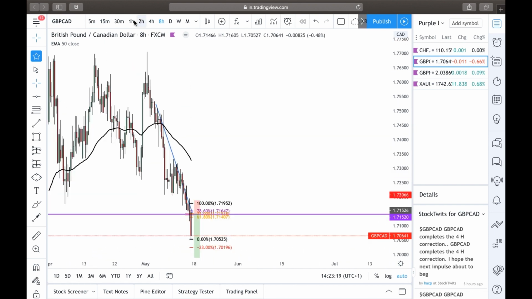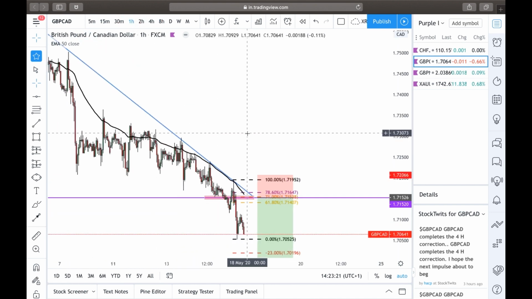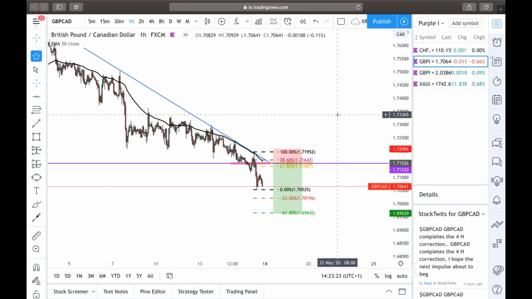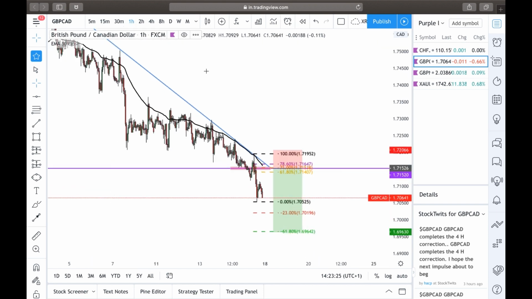I'm not going to do the whole thing on this other one, because I'm not going to do the top-down analysis, because this is just an intraday trade. 1 hour time frame.